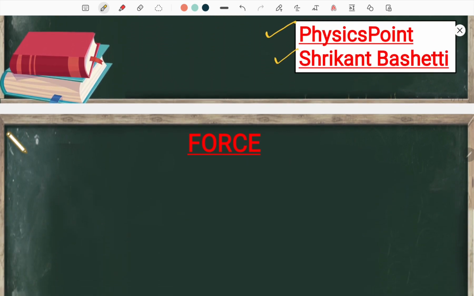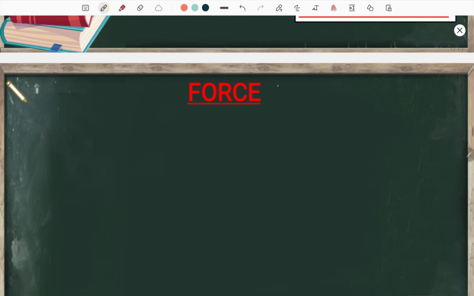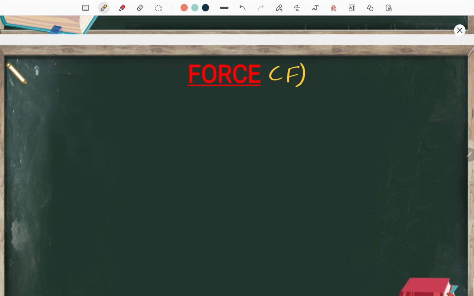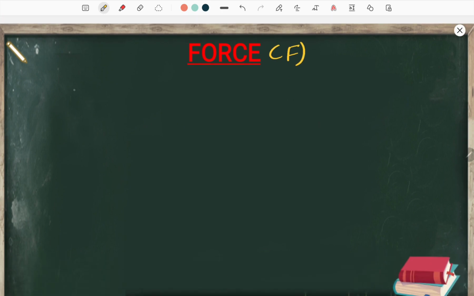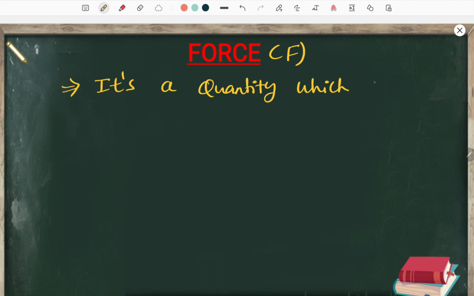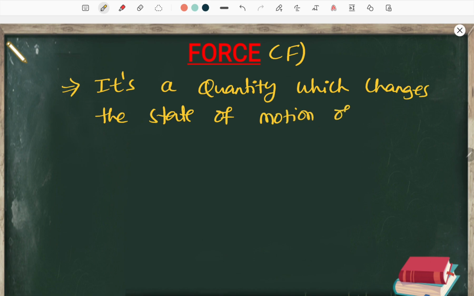Alright, so what is this force? Already you know about this force, right? What is the symbol for this force? The symbol is F. Can somebody tell me what is the definition for force? Yes, already you have studied it in your chapter Force and Laws of Motion, right? It's a quantity which changes the state of motion of a body. Okay, all right, this is a different approach.